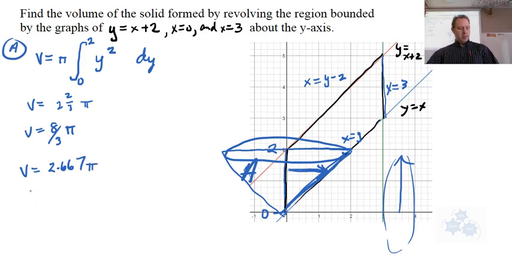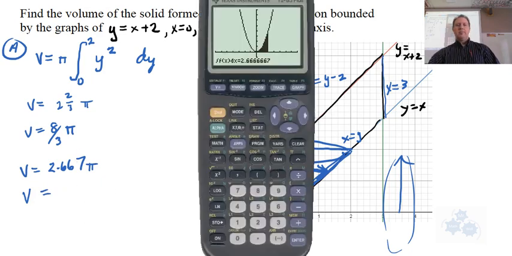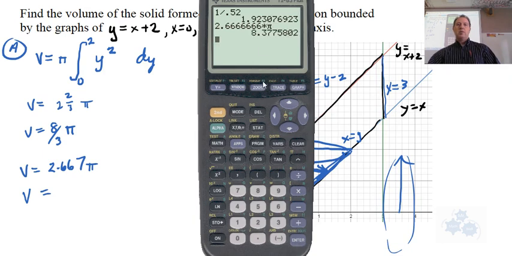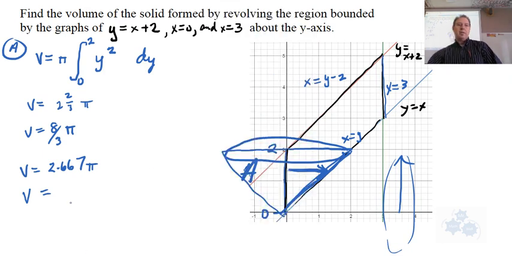And so that one, if we're just going to do decimal, then it's going to be 2.6666 times pi equals 8.378.